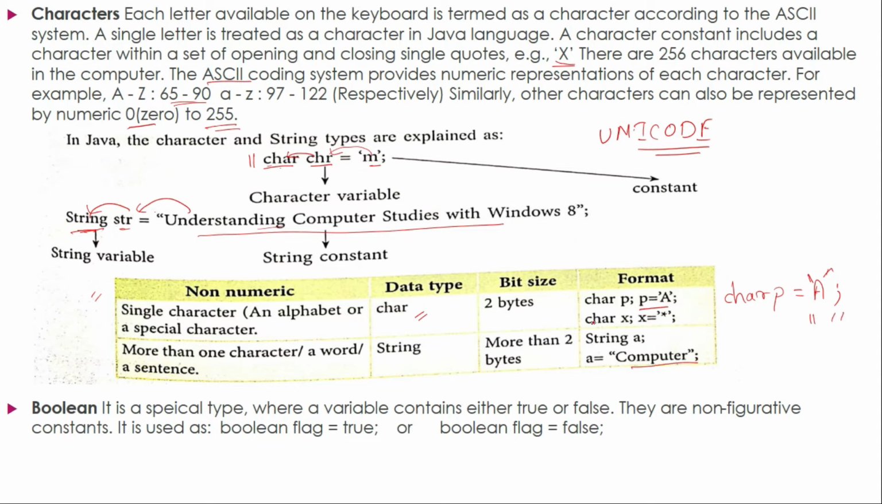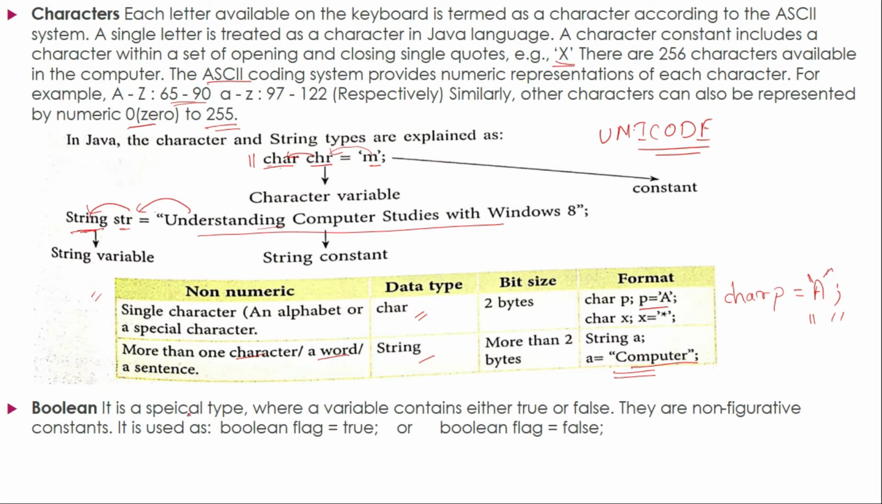Now, if we are storing more than one character, or a word or a sentence, in a variable, then we have to use the String data type. It will occupy more than 2 bytes of space, and this is the format.